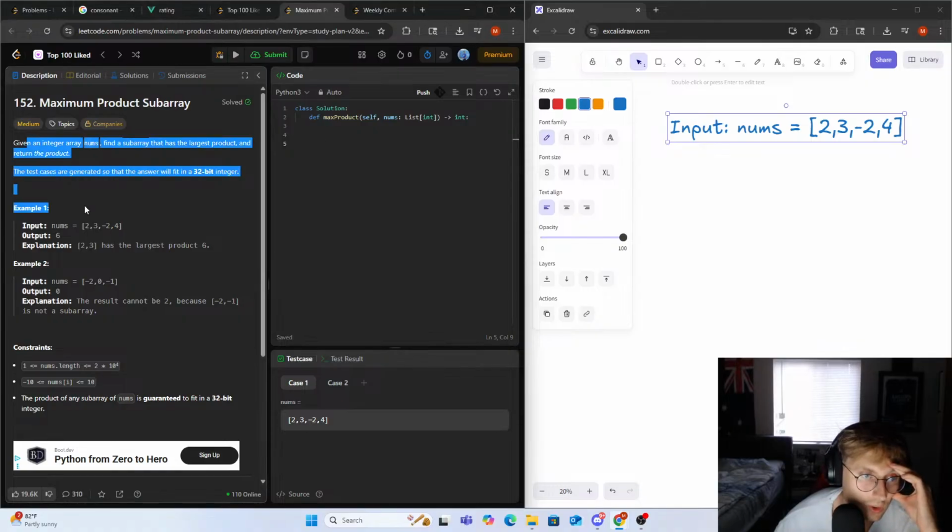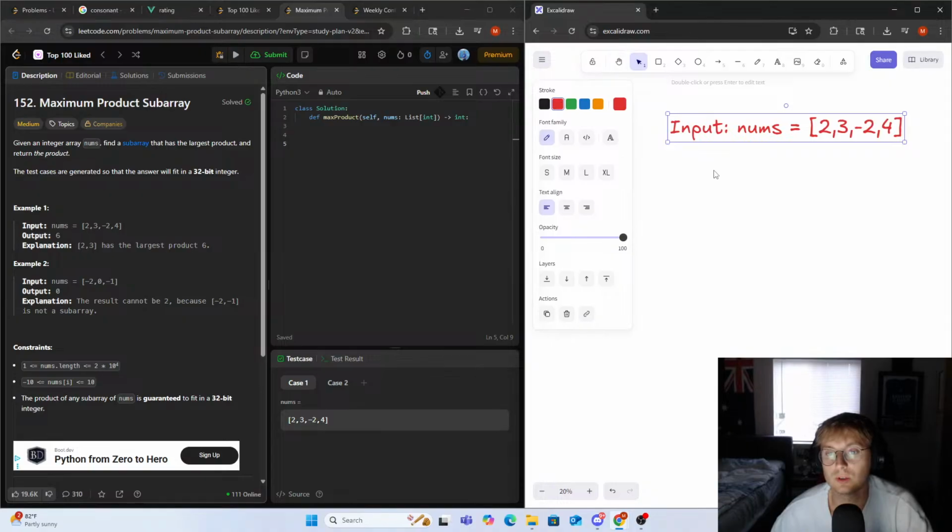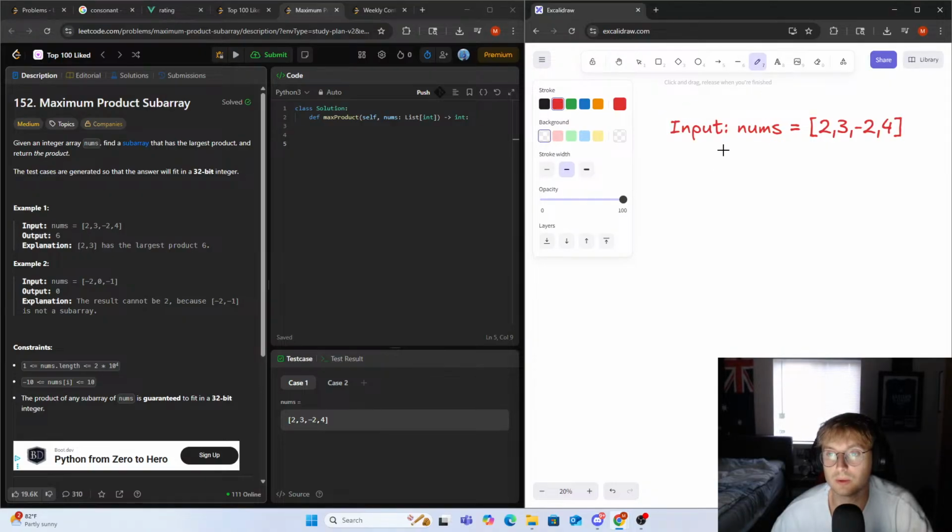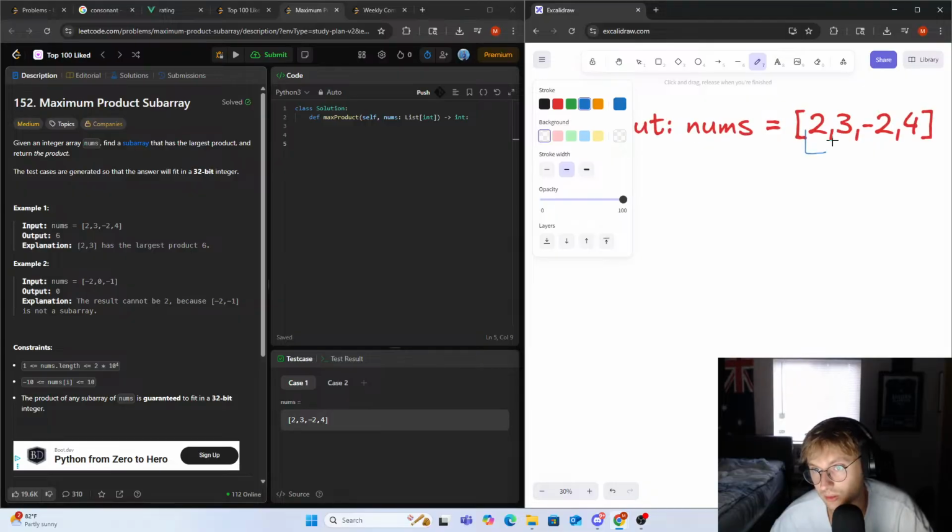So let's figure out exactly how we want to go about this problem. We're looking here, we have 2, 3, negative 2, 4, right? What do we want to do here? Well, let's zoom in a little bit. That won't work.